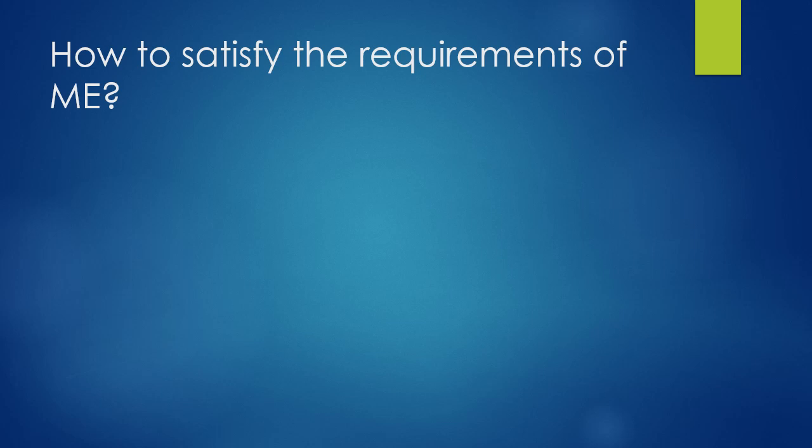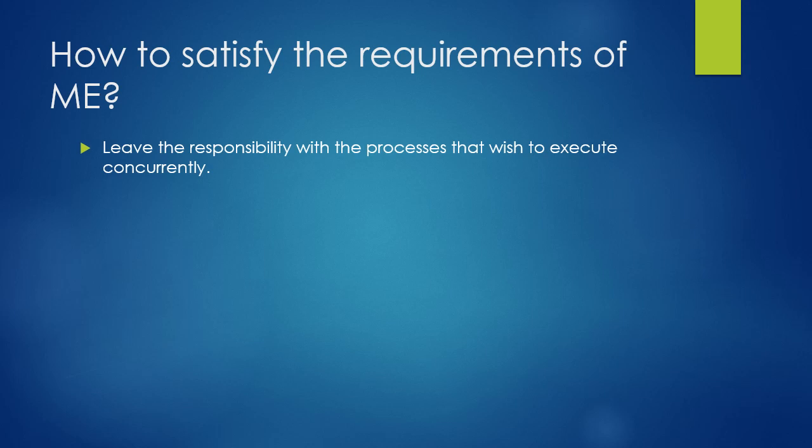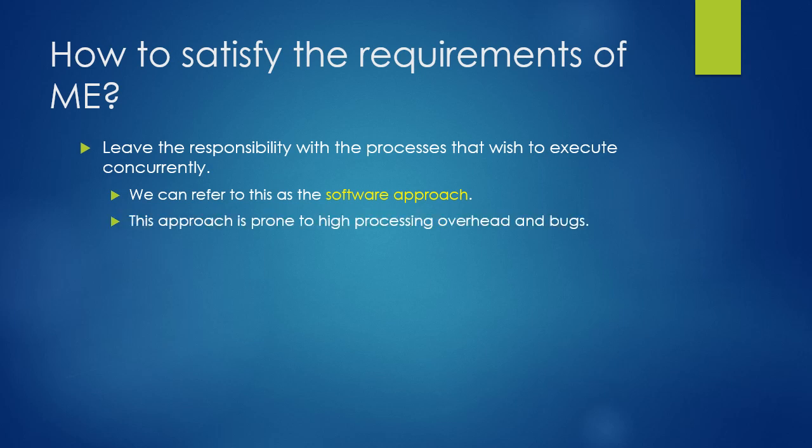How do you satisfy the requirements of mutual exclusion? Well, there are several ways in which these requirements can be met. One approach is to leave the responsibility with the processes that wish to execute concurrently. Processes, whether they are system programs or application programs, would be required to coordinate with each other to enforce mutual exclusion with no support from the programming language or the operating system. We can refer to this as the software approach. This approach is prone to high processing overhead and bugs, so it is not used anymore.